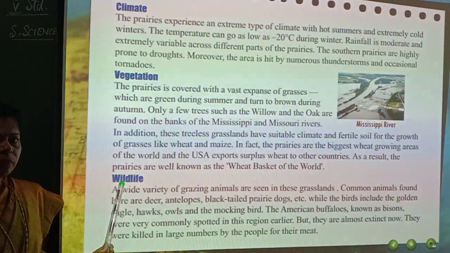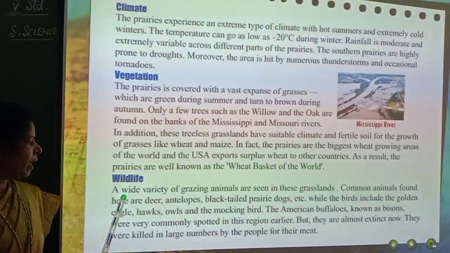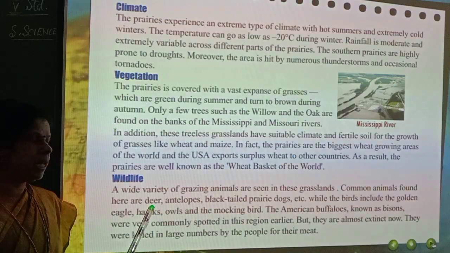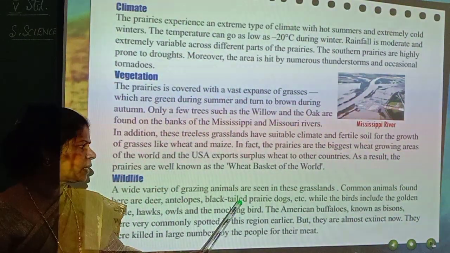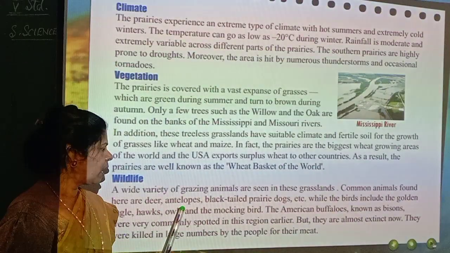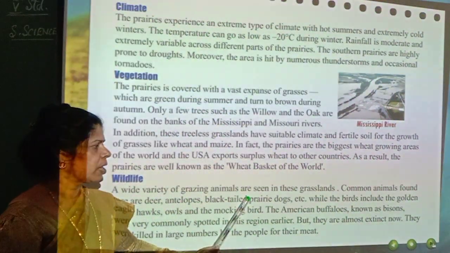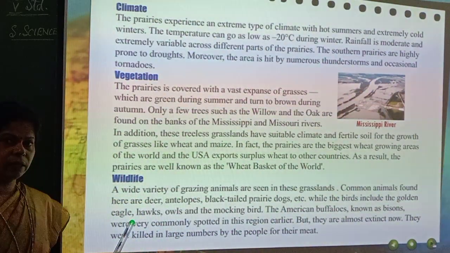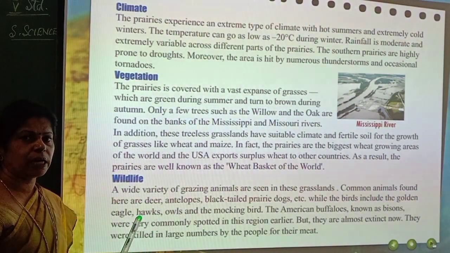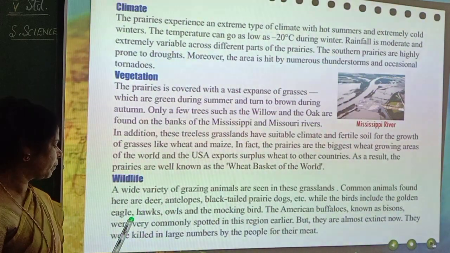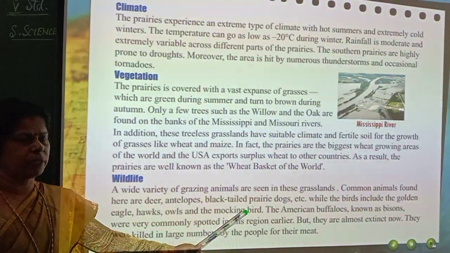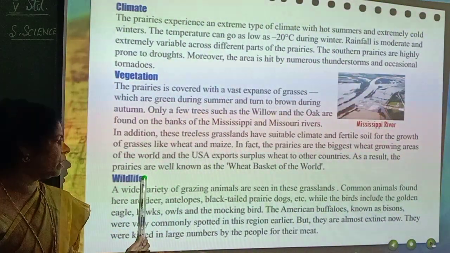Now, coming to wildlife. What are the different types of animals you find there? A wide variety of grazing animals are seen in these grasslands. Common animals found here are deer, antelopes, black-tailed prairie dogs, etc. While the birds include the golden eagle. You have seen an eagle. Normally it is grey in color, but here the golden eagle is yellowish-brown, orange in color. So, golden colored eagle, hawks, owls, and the mockingbird. These are all the different types of birds and animals you find here in the prairies.